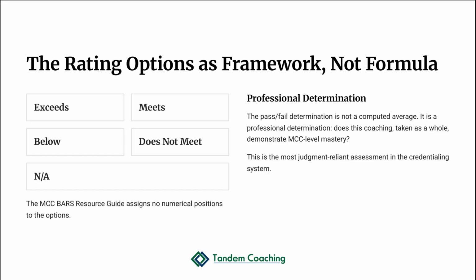The assessor rates each statement with evidence, reviews the pattern across all competencies, considers the 3 evaluator considerations, and makes a professional determination about mastery. This is the most judgment-reliant assessment in the credentialing system, and it is why your calibration practice across modules 7 through 9 is not supplementary learning. It is the skill that makes your professional evaluation reliable.